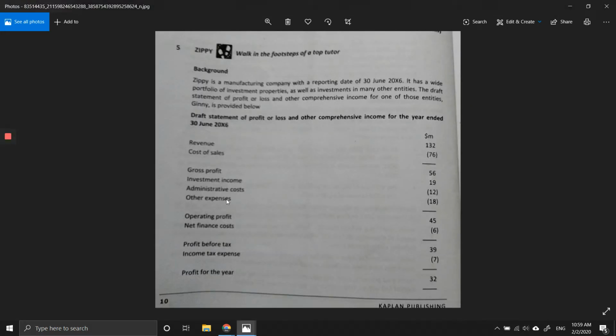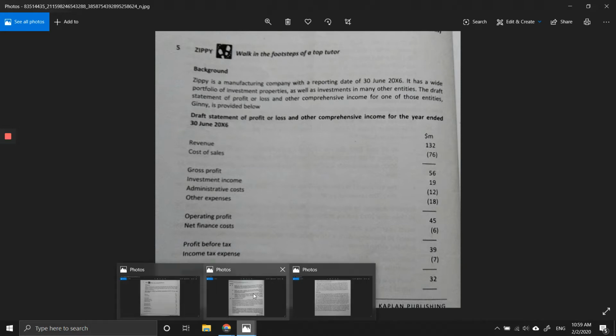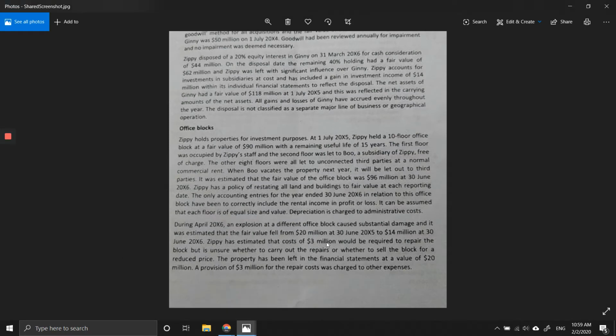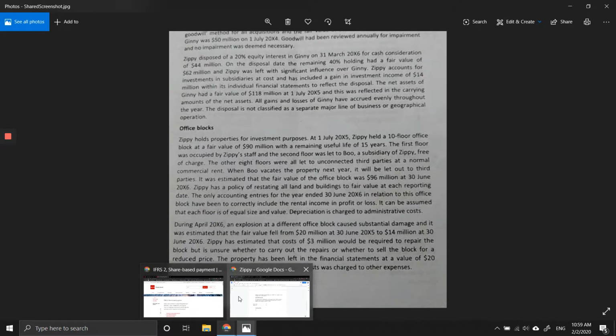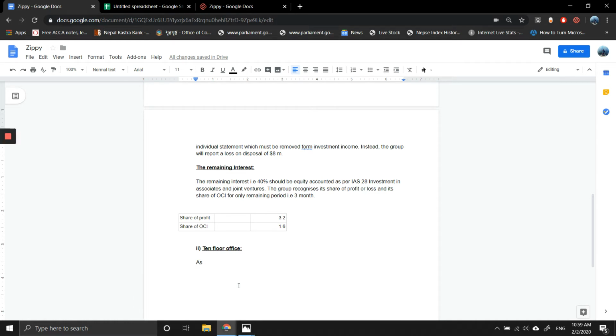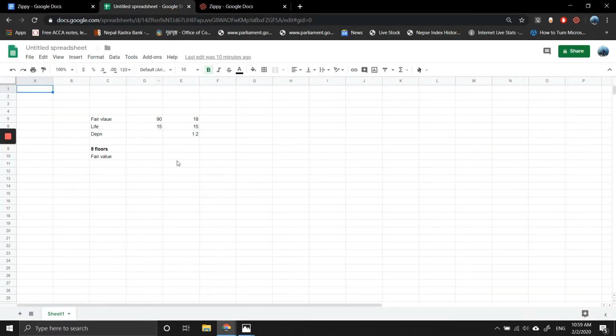So investment income, it can be assumed that each floor is of equal size and value. Depreciation is charged to administrative expense. Okay, so that means, let's break it down. So this is 10 floors, right? 10 floors, and then this is 2 floors.